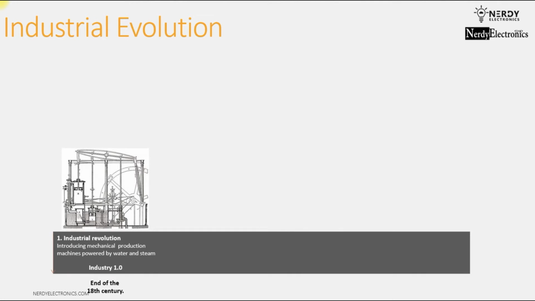First was industry 1.0. What happened in industry 1.0 was that the manual process was revolutionized through the use of water and steam. So you might have heard of steam engines. That is the start of the industrial revolution. That was industry 1.0, and it happened somewhere around the end of the 18th century.